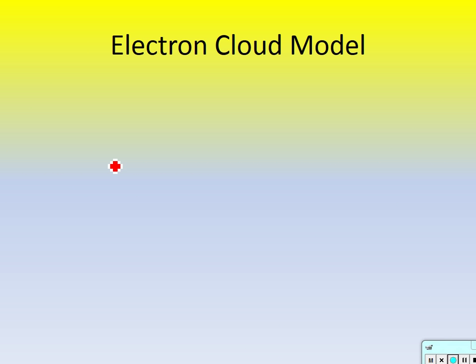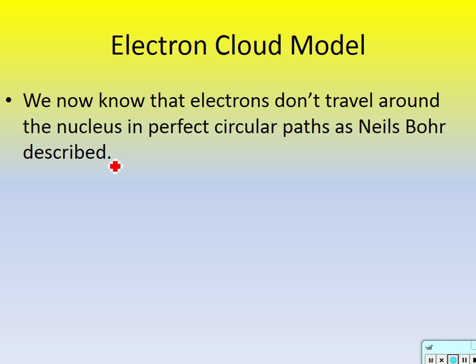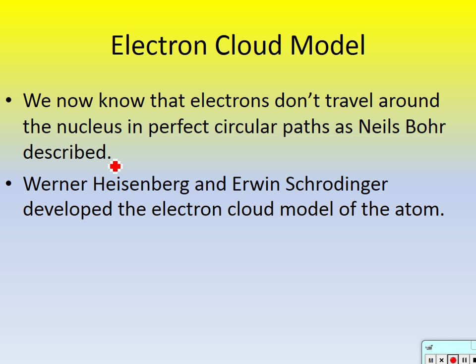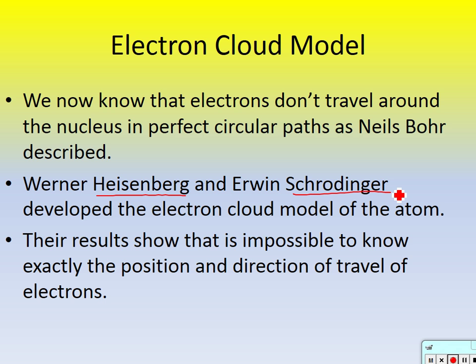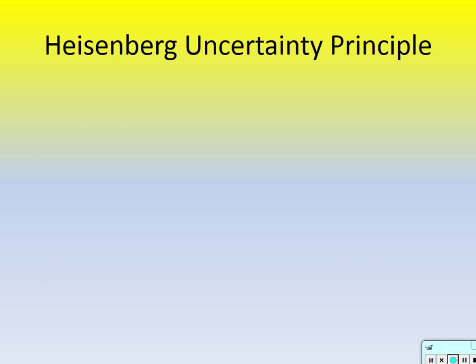And so that's what Niels Bohr contributed. But we now know that electrons don't travel around the nucleus in these circular paths called energy levels, as Niels Bohr described. If you remember back to when we were talking about the development of the atomic model, there were these guys, Werner Heisenberg and Erwin Schrödinger. They came up with a new model of the atom. They called it the electron cloud model of the atom. Their results show that it's impossible to know the exact position and direction of travel of the electrons. So we know that Niels Bohr's model is not correct anymore.